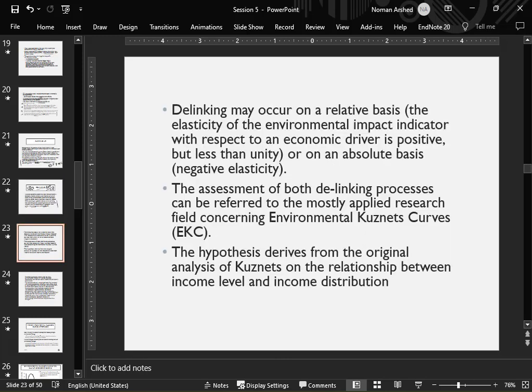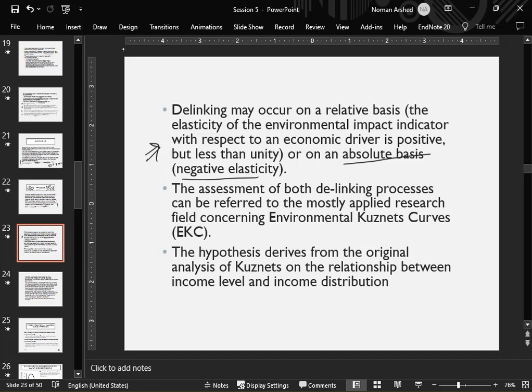Delinking may occur on a relative basis: the elasticity of the environmental impact indicator with respect to the economic driver is positive but less than unity, or on an absolute basis by negative elasticity. So these are two ways to understand the delinking. First is to create a negative elasticity, which means that we increase GDP, but it is not harming the environment. It is actually improving the environment.